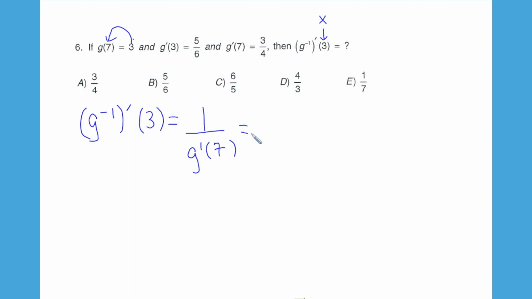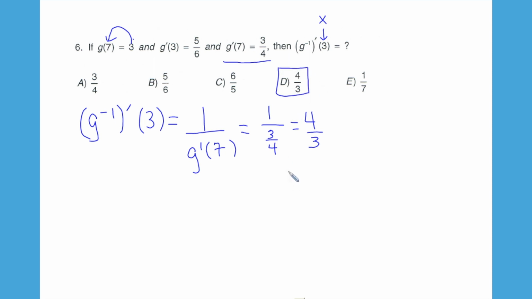Okay? Boy, I wish I knew that derivative at 7. Oh, look, I do. Yay! So I'm going to put that in there. And again, it's a fraction, flip and multiply, and we get 4/3. No, not every answer is going to be D, but it is on those two.